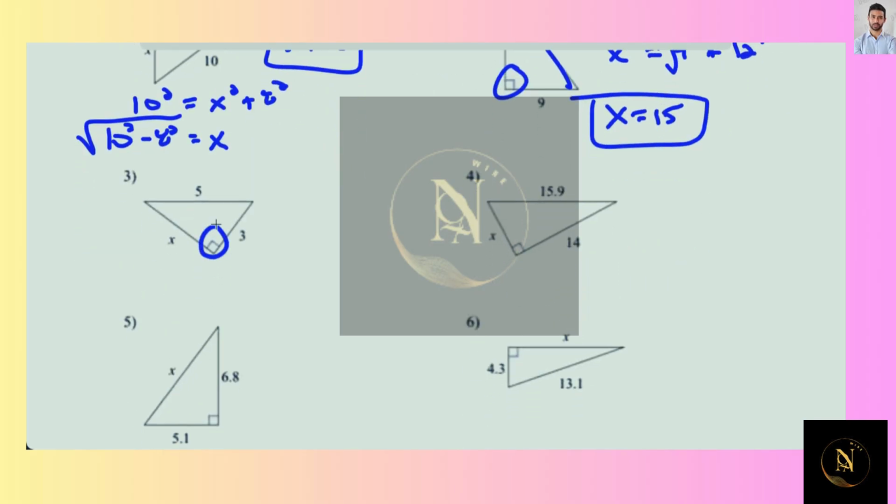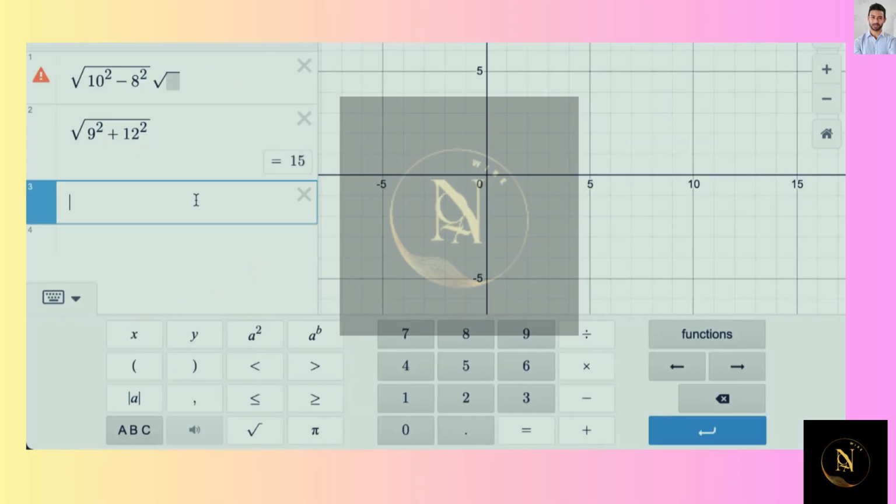Identify the hypotenuse. 5, so 5 squared equals x squared plus 3 squared. So I'm going to do this over here. Subtract 3 squared and then square root. The square root of 5 squared minus 3 squared is 4.